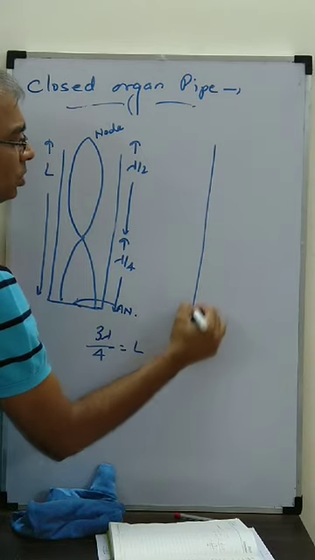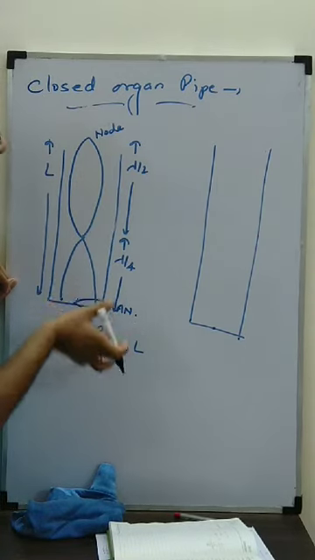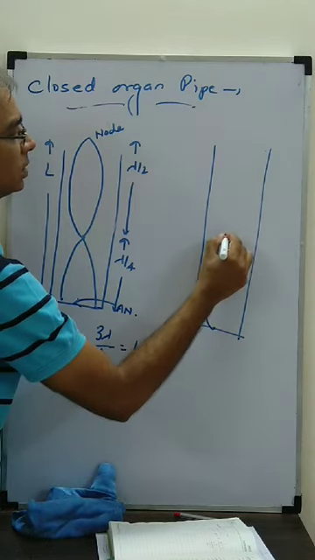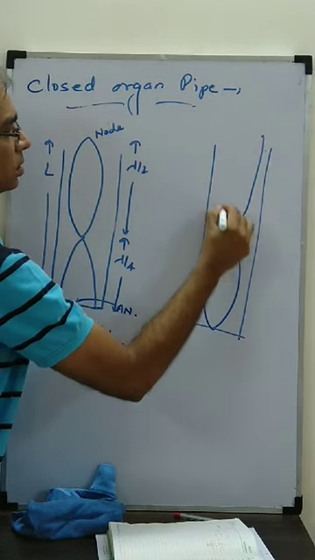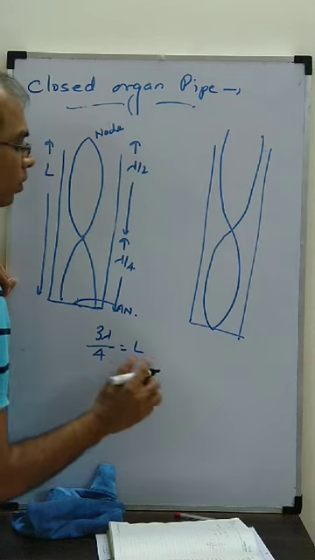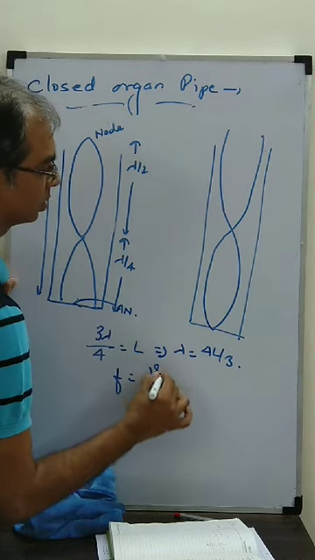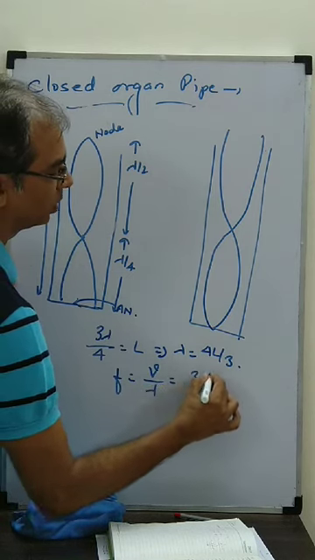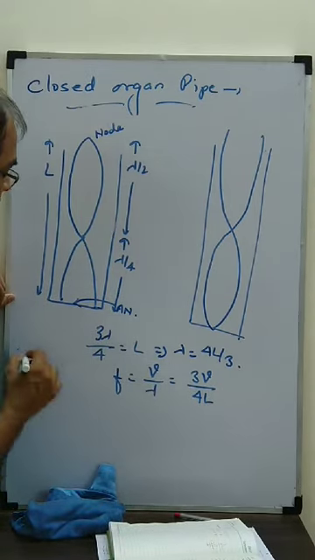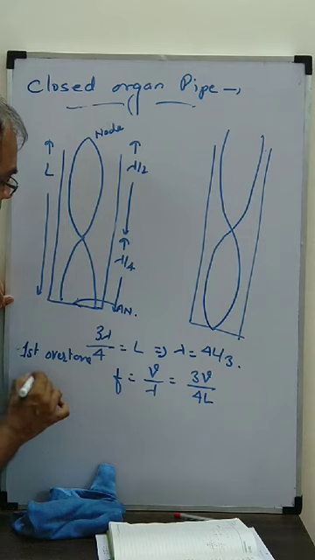If you want to make displacement, you can make that too. Same diagram, only the node is here. If you reverse the same diagram, it will come over here, something like this. So 3 lambda by 4 equal to L, so lambda equal to 4L by 3. Frequency V by lambda. What will come? 3V by 4L. So this we will call what? This is first overtone or third harmonic.